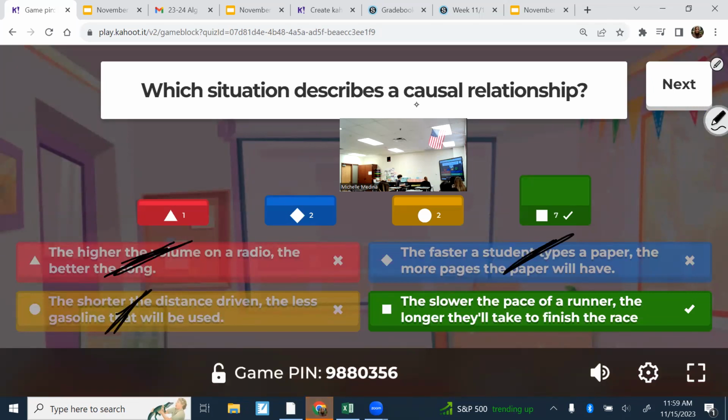The green one is the better one. The slower the pace of the runner, the longer it'll take to finish the race. Those have a direct cause and effect. Questions on that? Okay.